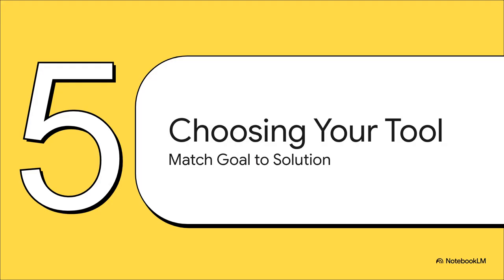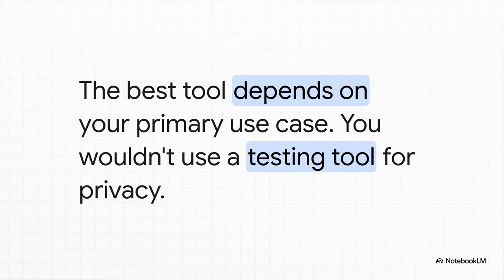Okay, we have covered a lot of ground. So how in the world do you actually pick the right tool for you? Well, it all comes down to one simple question. What are you actually trying to do? I love this analogy because it's just so perfect. There's no single best tool. The best tool is the one that's built for the exact job you have in front of you.